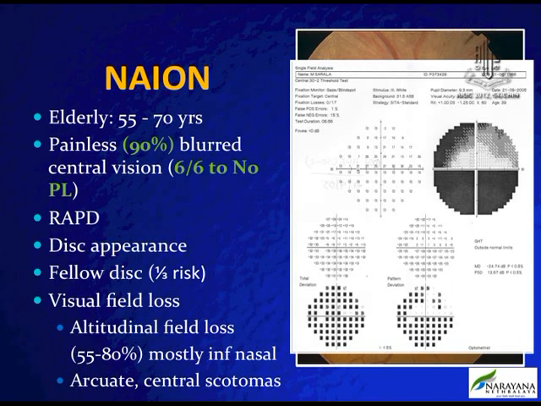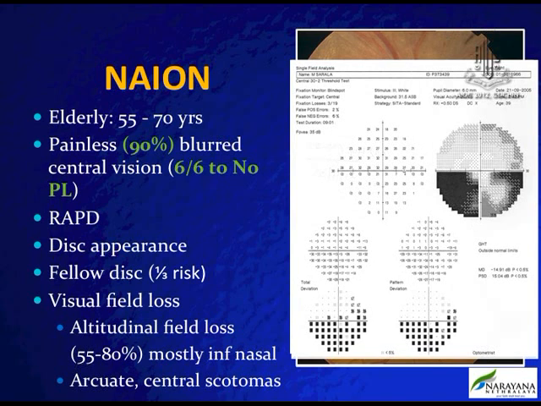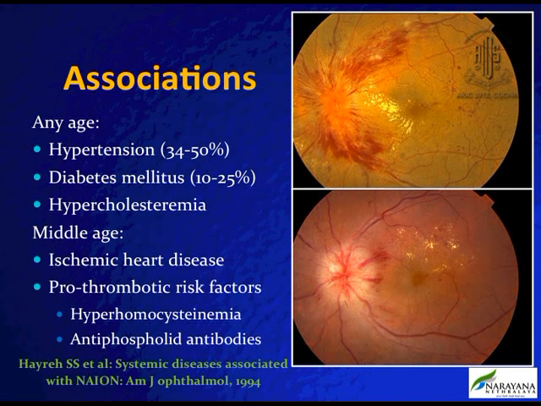There could be variable ways of presentation, but the commonest is altitudinal and mostly inferonasal. But arcuate central scotoma also can coexist. Most important is to find out associations, commonest being hypertension, followed by diabetes mellitus. Do a good workup to rule out any lipid abnormalities. A lipid profile is a must, and look for hypercholesterolemia. This could be at any age.